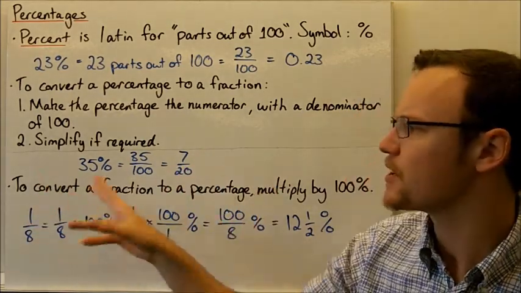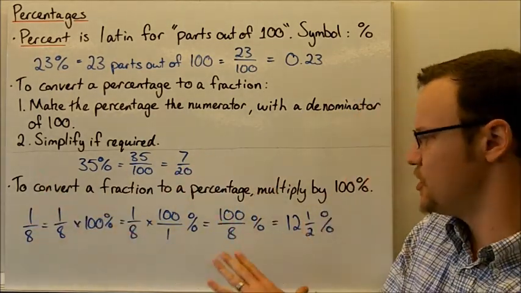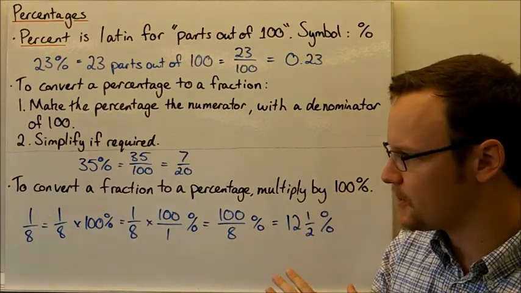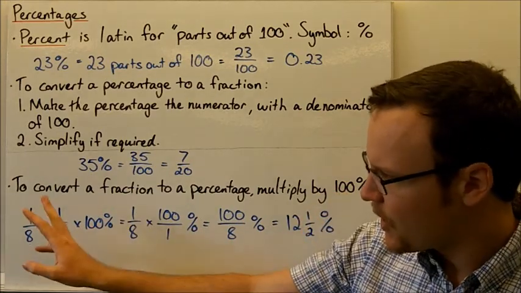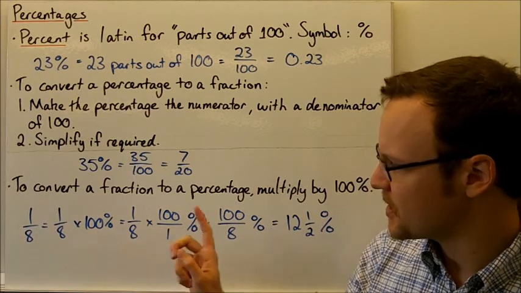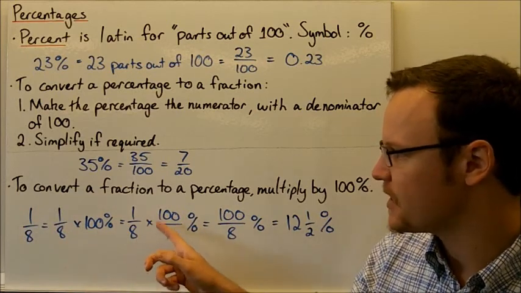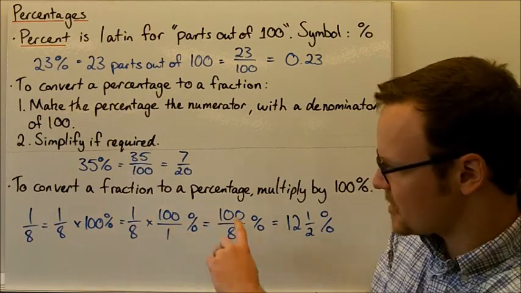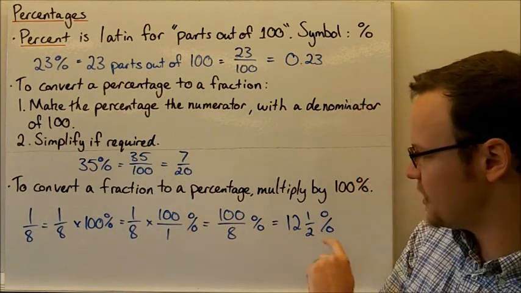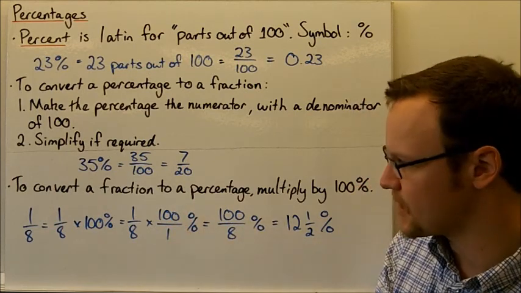And then going the other way, to convert a fraction to a percentage, we just need to multiply by 100%. So if we've got here 1/8, 1/8 times 100%, that's just 1 over 8 times 100 over 1%. So that's 100 over 8%, and that simplifies to 12.5%.